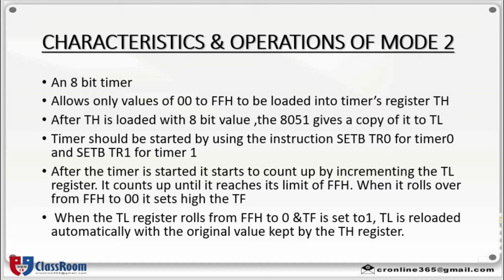When the TL register rolls over from FFH to 00 and the timer flag is set to 1, the timer low, that is TL, is reloaded automatically with the original value kept by the TH register. To repeat the process, we have to clear the TF flag, that is, the TF flag value becomes 0, and let it go without any need for the programmer to reload the original value. As you all know, Mode 2 is an auto reload mode. So we don't need to reload TH and TL again. It will be done by the timer itself.